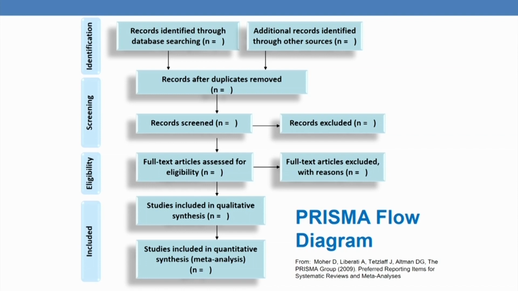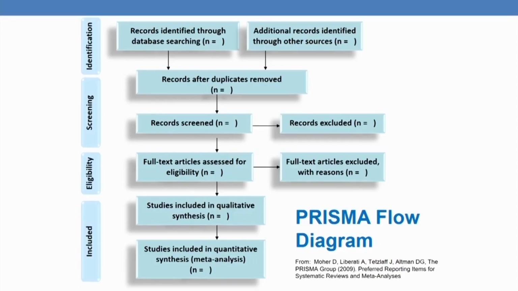The first stage, if you see the identification stage, has 2 parts to it. You can record records identified through database searching, n is equal to how much. So, how much literature we have collected, how many records we have identified through database searching, and additional records identified through other sources. We identified 2 major databases, and the same example applies for food security. We can carry out a search through 2 major databases and then identify the n, the total number of literature or records that we have identified. After going through that process, we have additional records identified through other sources.